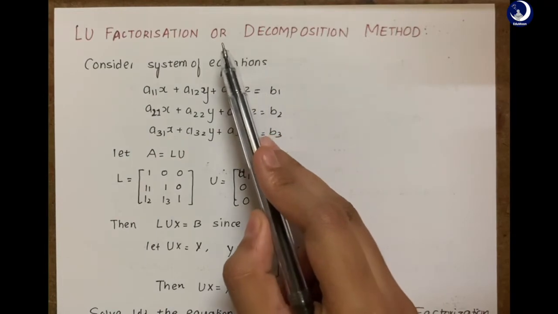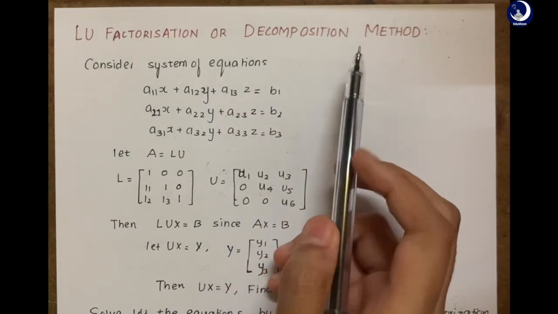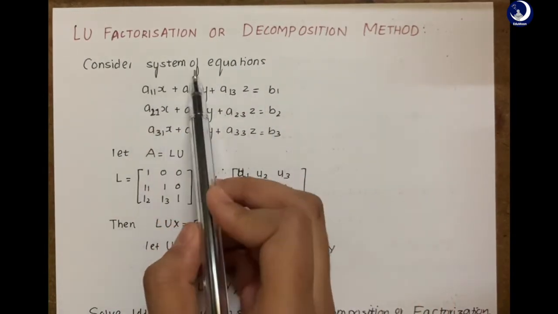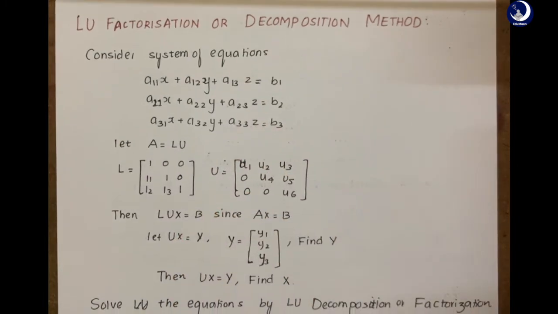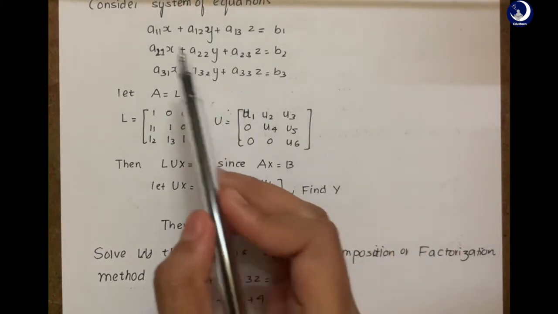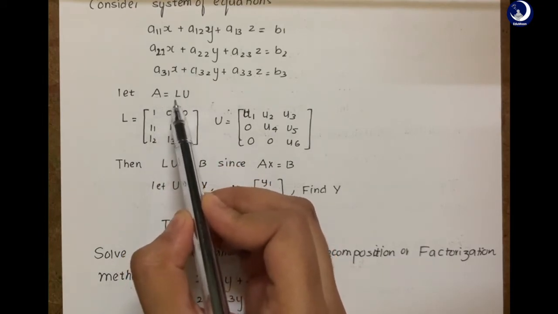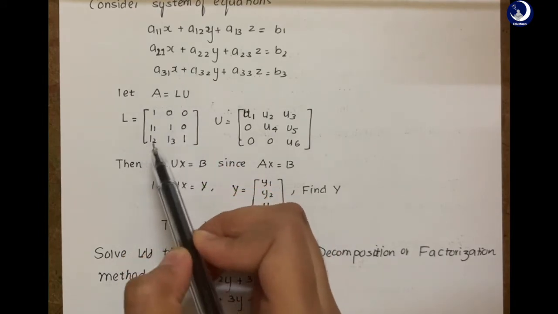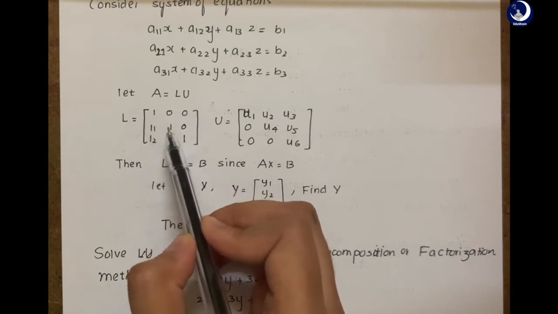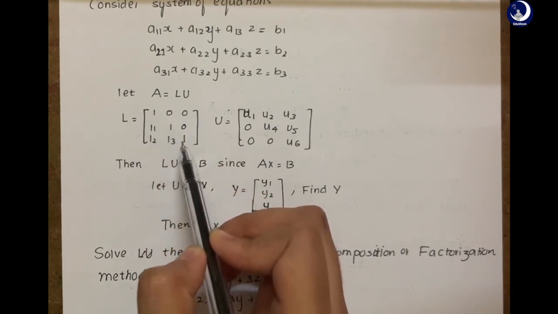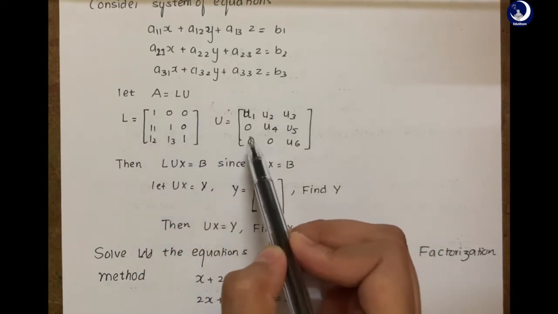LU factorization method or decomposition method. First, let's consider system of equations. These are the three equations. Let's take A equal to LU, where L is a lower triangular matrix, where diagonal elements are equal to 1. U is an upper triangular matrix.